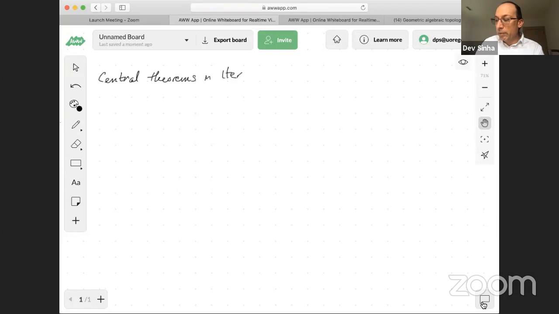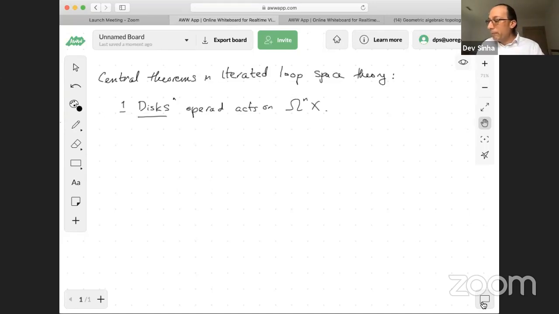In iterated loop space theory, so not to be confused with central limit theorems or anything like that. First, and we're going to have to define what this means, something called the disk operad acts on an n-fold loop space. That implies that the homology of this operad acts.